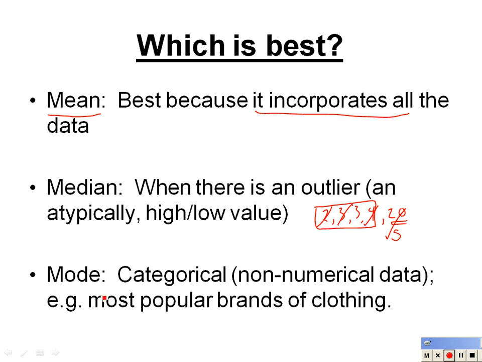Finally, there's the mode. This is probably the most rarely used. It's used for what's called categorical data. That means data that has nothing to do with numbers. Like, for example, if we want to do a statistical survey on what's the most popular brand of clothing, well, you can't average Tommy Hilfiger or something like that. That's not a number, it's a brand. So the mode is just for counting how often a certain thing occurs. So that's for non-numerical data. And that concludes our lesson.